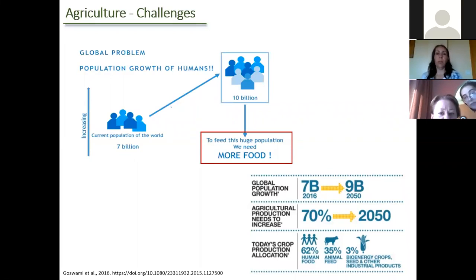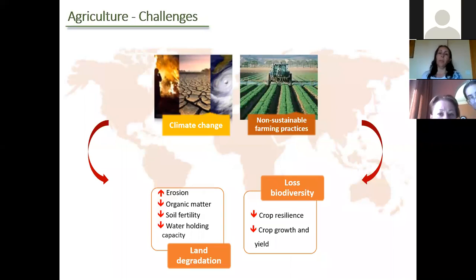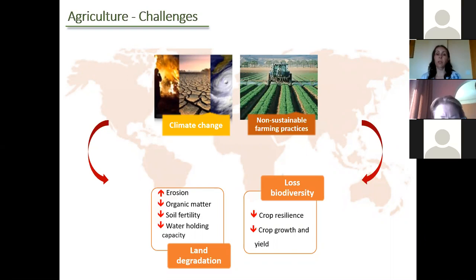Associated with this demand for food, the agricultural sector is facing several problems related to climate change and also to non-sustainable farming practices. Altogether, they are creating problems in the soil, and we have land degradation and loss of biodiversity. When we are talking about land degradation, we are talking about an increase of erosion, a decrease in organic matter and soil fertility, and also a decrease in water holding capacity. The loss of biodiversity will also have a negative impact on crop resilience and also on crop growth and yield.